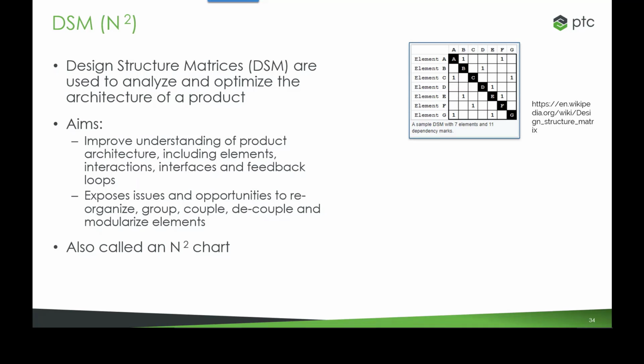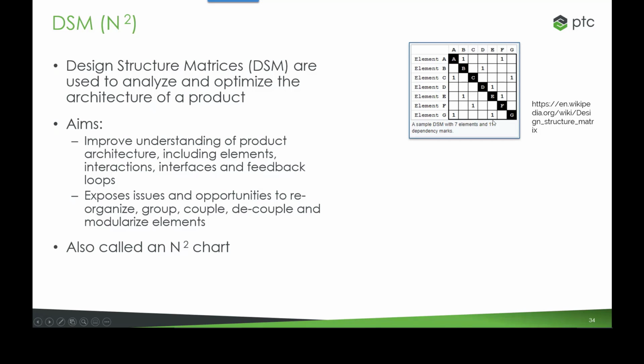Another method that's quite common is design structure matrices, originally devised by Stephen Eppinger at MIT. In terms of product architecture, they're used to understand the elements of a product, what interactions and interfaces occur. If we look at the grid here, we compare element A with element B, and then C, D, E, F, and G. Wherever there's an interaction, we mark in that cell. So we can see that element A has an interface with B and F.